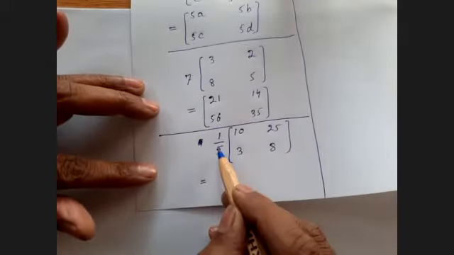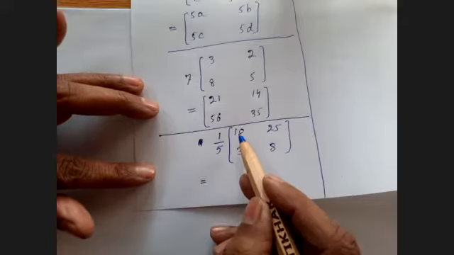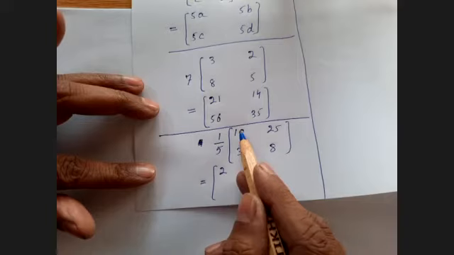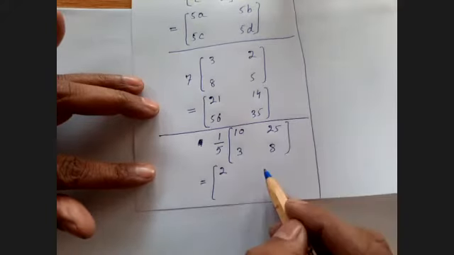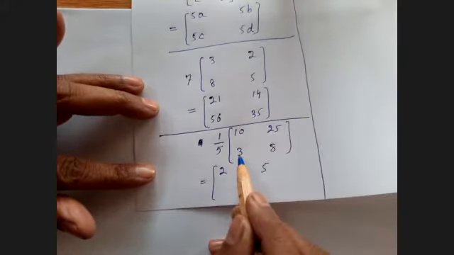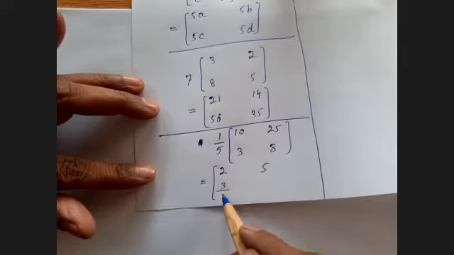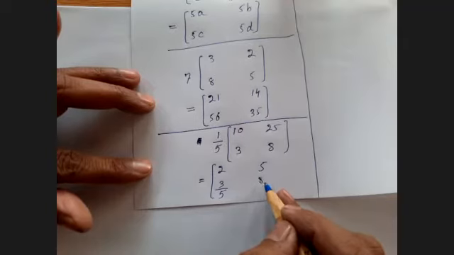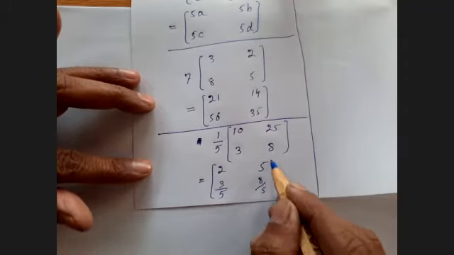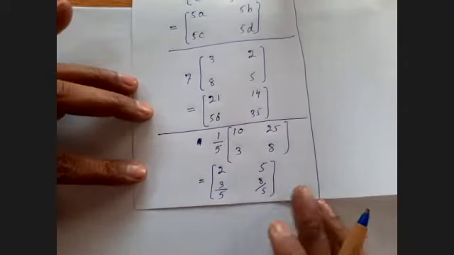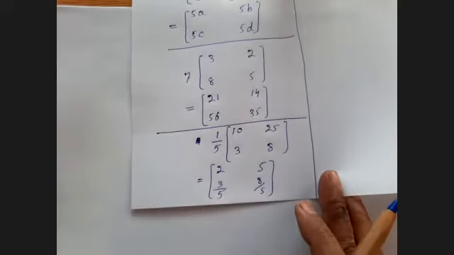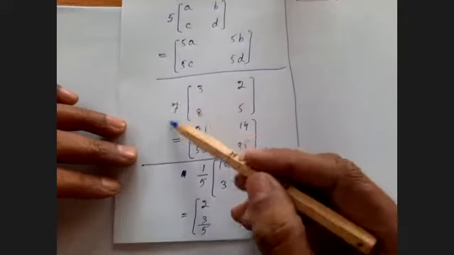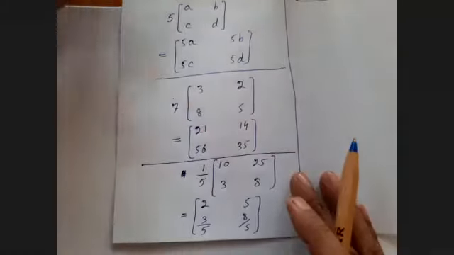You can see that 1 over 5 when multiplied by 10, your answer will be 2 because 5 twos are 10, and 5 fives are 25. Okay. Now here we cannot divide, so it will be 3 over 5. In the same way, it will be 8 over 5. So this is how we multiply a scalar with the matrix. If I'm talking about a scalar, the number which is written outside the matrix is called a scalar.